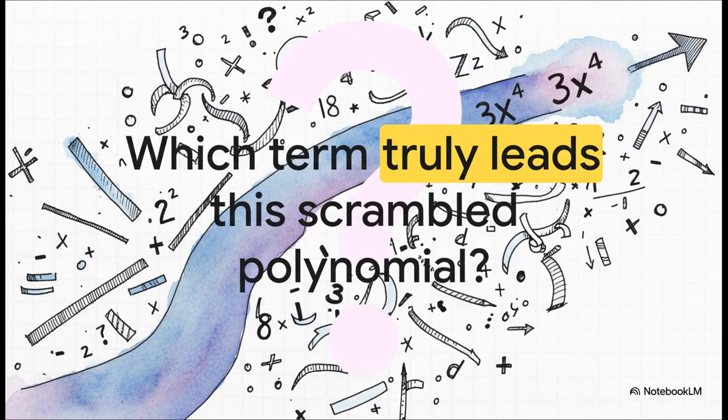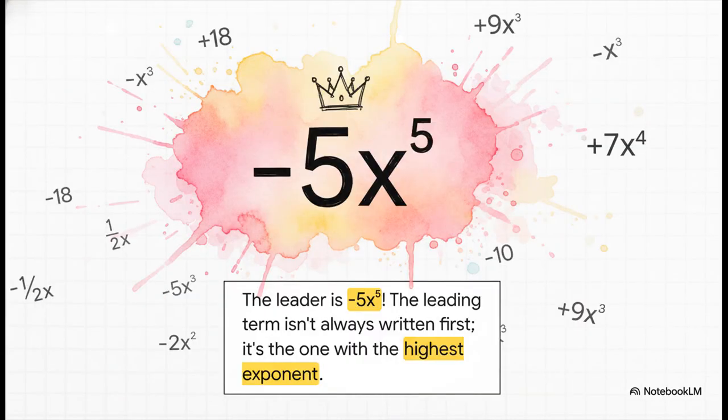All right, let's try another one. But this time, a little bit of a trick question. Look at this function, f of x equals 100 plus 4x cubed minus 5x to the fifth. The terms are all out of order. So which one is the real leading term here? If you said negative 5x to the fifth, you got it.